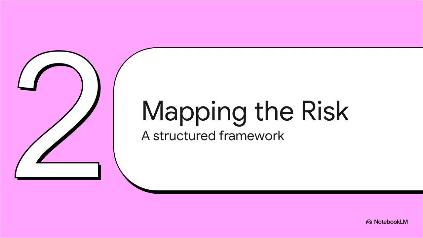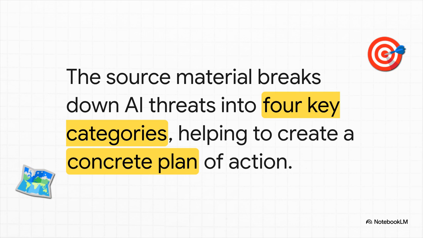So how in the world do we get a handle on all this? We need a map. That's exactly where a risk assessment framework comes in. It gives us a structured way to navigate the really complex world of AI threats. And the source material gives us a great way to start, breaking down all these AI risks into 4 key categories, or dimensions. By separating them out, we can go from just vaguely worrying about stuff to actually having a concrete plan. So let's break them down.